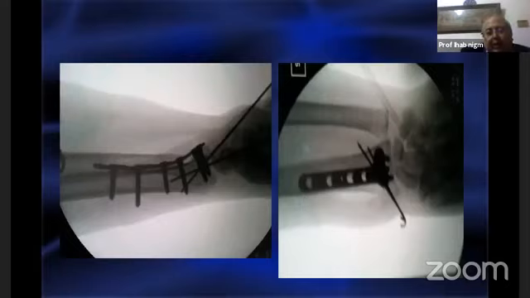Volar locked plate is not an easy job, and we must do it very meticulously. If we don't take it seriously, it has a lot of complications which can happen in this procedure.